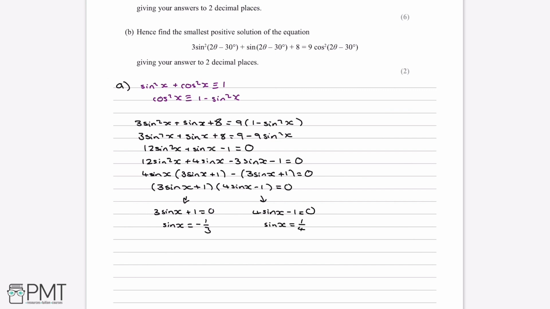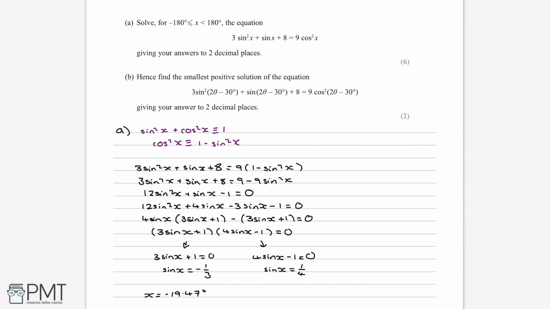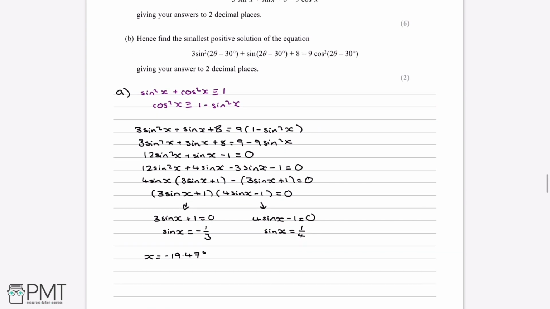So if we solve this by using arcsine, or the inverse, we just put this into our calculator, and we get that x is equal to -19.47 degrees. If we remember back up in the question, we want between -180 degrees and 180 degrees, and this falls within these limits, so this is a valid answer.